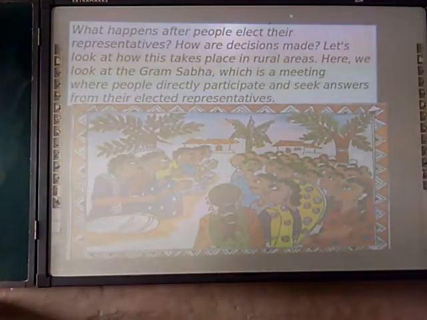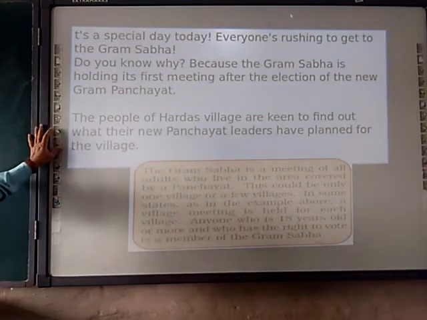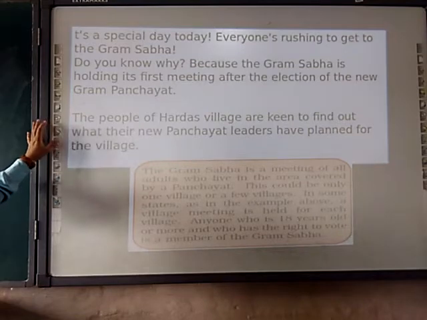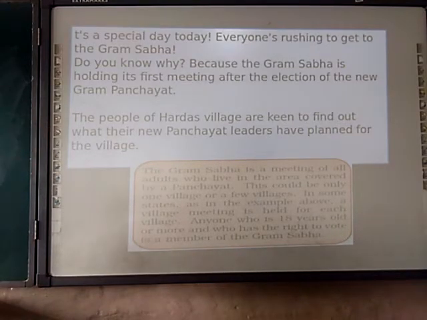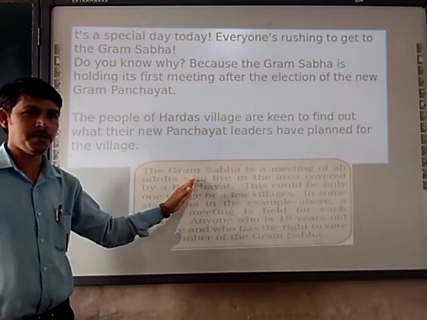Next, see the story of a village. It's a special day today. Everyone's rushing to the Gram Sabha. Do you know why? Because the Gram Sabha is holding its first meeting after the election of the new Gram Panchayat. The people of Hardas village are keen to find out what their new Panchayat leaders have planned for the village. So here we are seeing what is Gram Sabha.